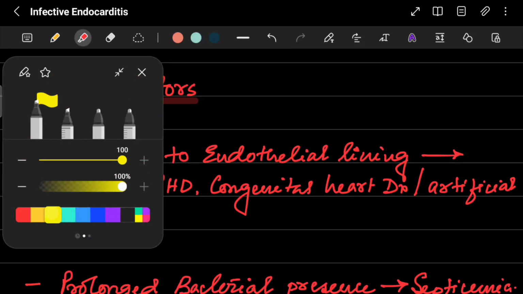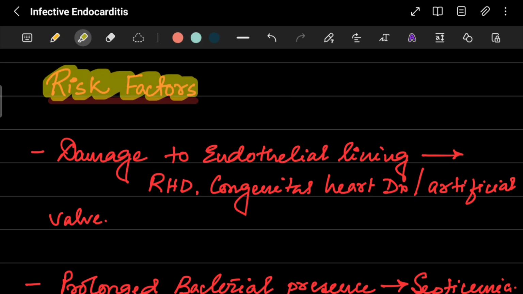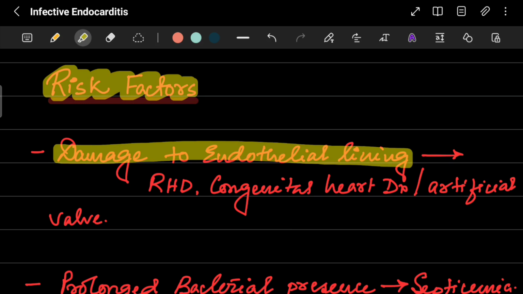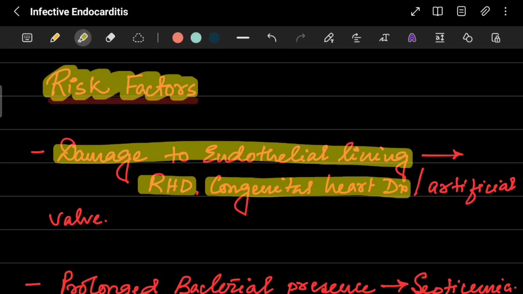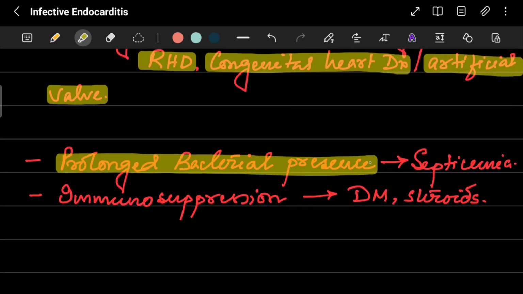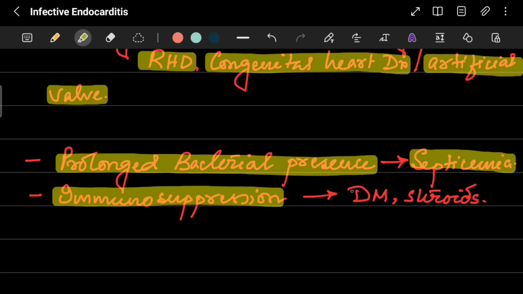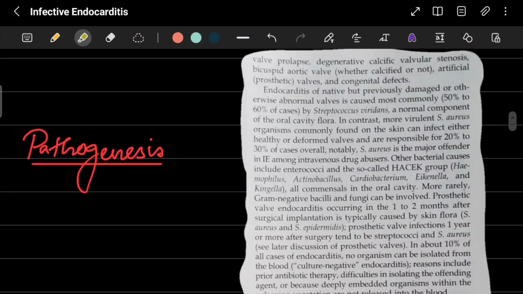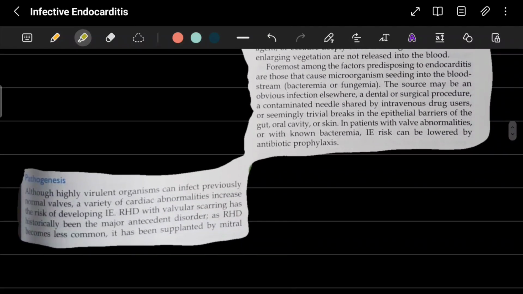If we talk about the risk factors that are promoting endocarditis, number one is damage to the endothelial lining, and it might be due to rheumatic heart disease, or a congenital heart disease, or maybe some artificial valves and prosthetics that might be present in the heart. There is also prolonged bacterial presence, maybe in case of septicemia, or in immunosuppressed individuals, that is in case of diabetes mellitus or people on steroids. Now let us just talk about the pathogenesis.